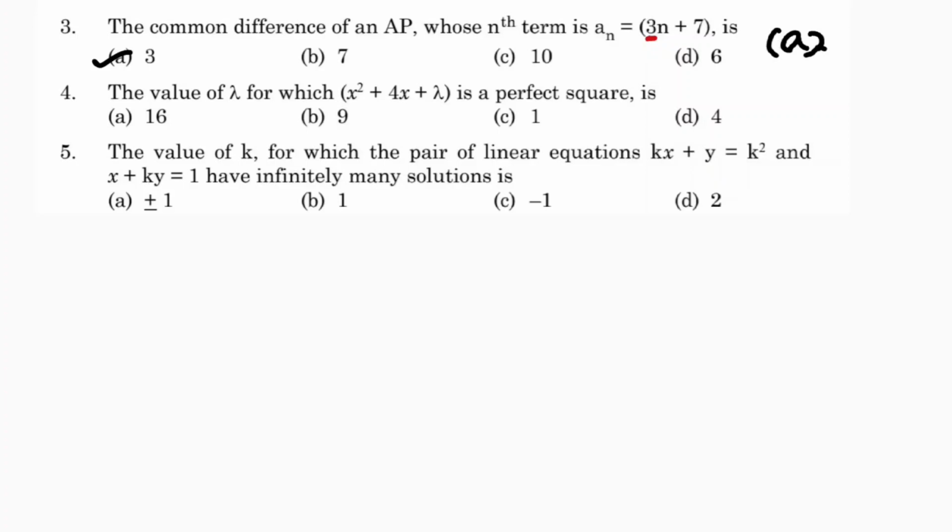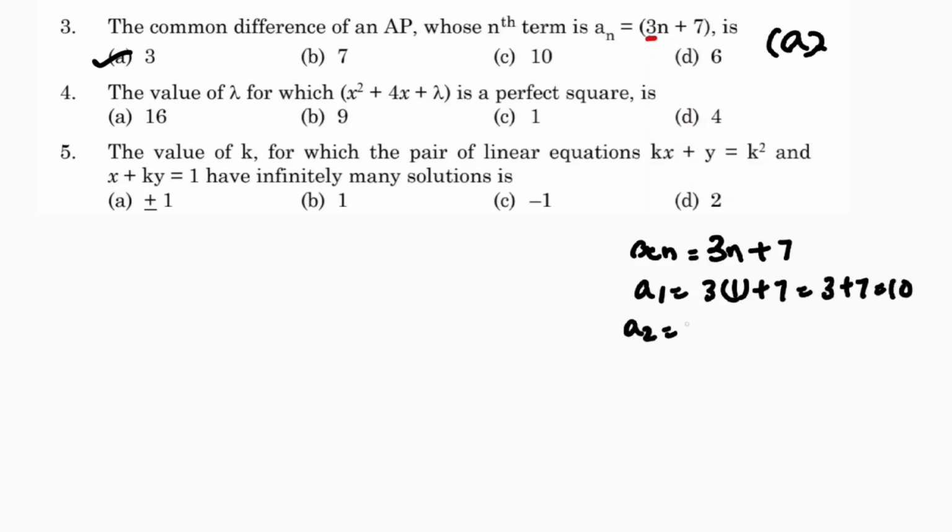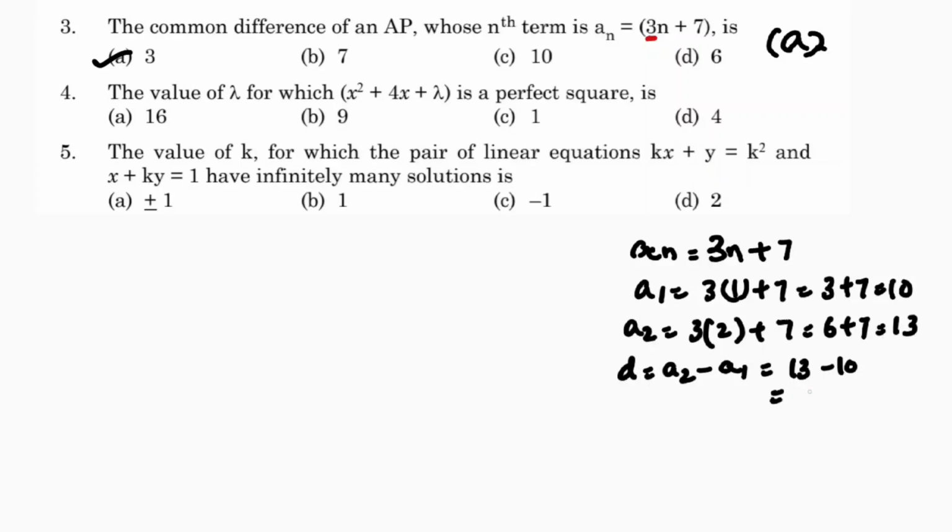Now next one, I'll explain the same thing. Like 3n plus 7 is an. If we find the first term, 3 into 1 plus 7, which is 3 plus 7, which is nothing but 10. A2, 3 into 2 plus 7, 6 plus 7, which is nothing but 13. Now the common difference formula is A2 minus A1. So 13 minus 10, which is nothing but 3. Or directly you can answer the numerical coefficient of n.